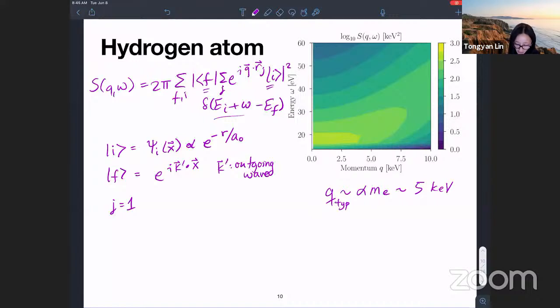And the typical energy is 20 eV or below. Note that this is cut off at 13.6 eV, which is the gap for ionization. And then the rate is peaked just above that, around 20 eV. Basically, this is showing us how easy it is to excite the material at a given Q and omega.